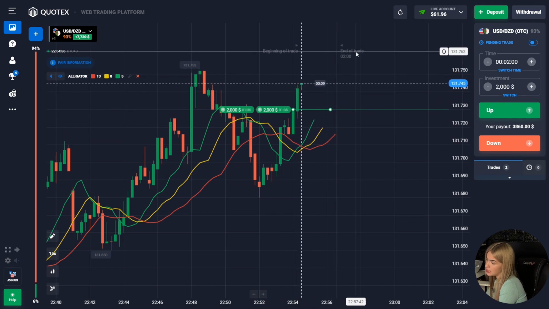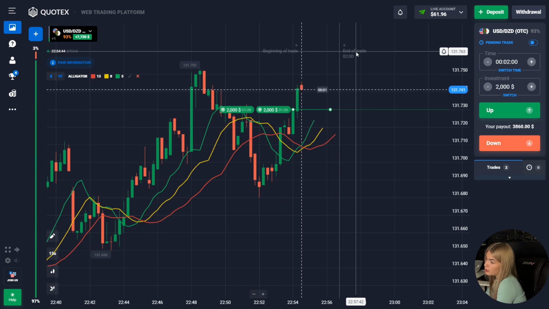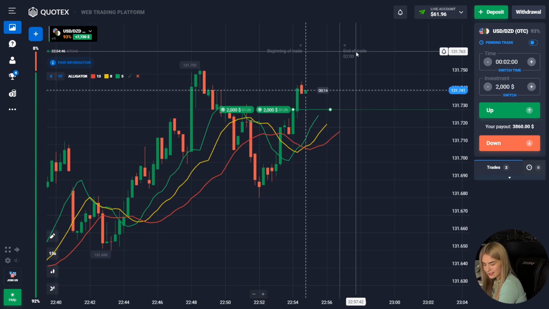And also, as you can see, in this situation I took 2 minutes to spare, guys. Take into account the possible correction or pullback of the price down. And so guys, let's wait for the end of our deal.